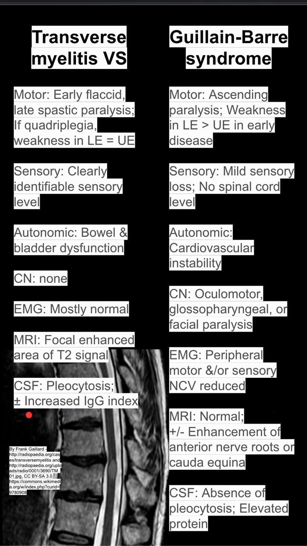The CSF in TM is pleocytosis. Sometimes you'll have increased IgG index. The CSF in GB shows absence of pleocytosis and elevated protein.